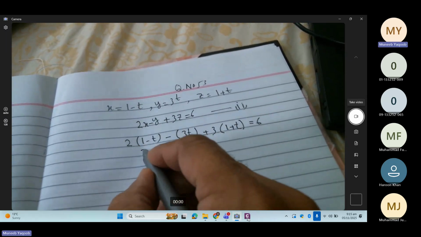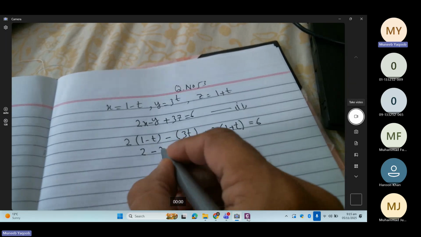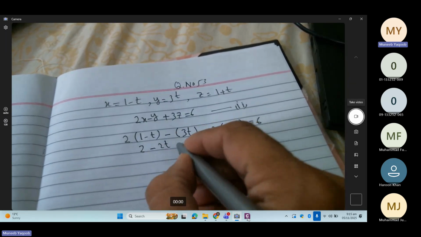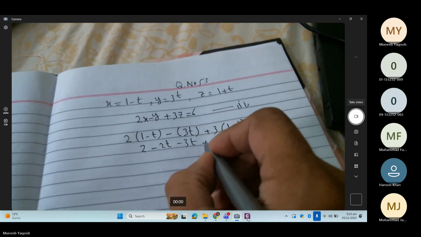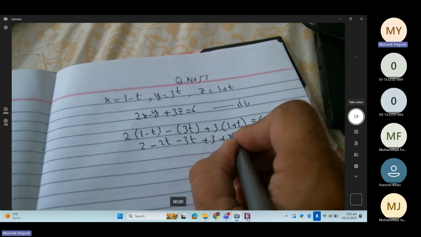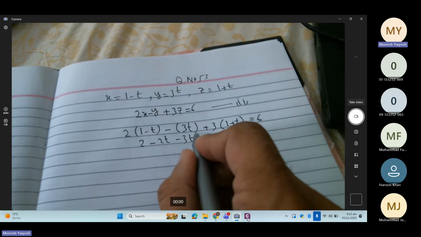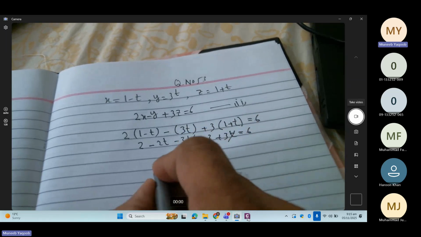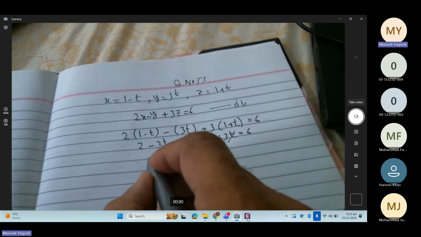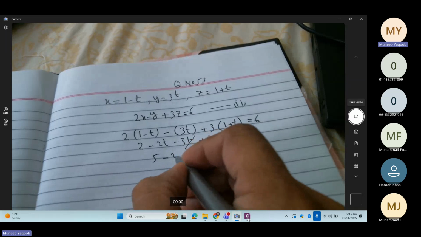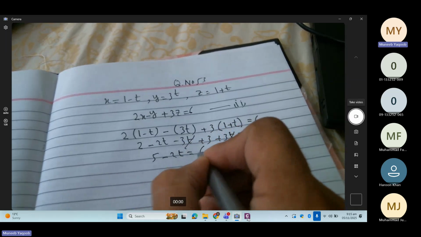So 2 into 1 is 2. 2 into minus t is minus 2t. Minus 3t plus 3 plus 3t equals 6. Now 3t and minus 3t are cancelling each other, so it becomes 2 plus 3, 5 minus 2t equals 6.